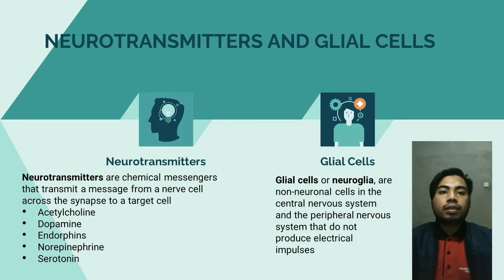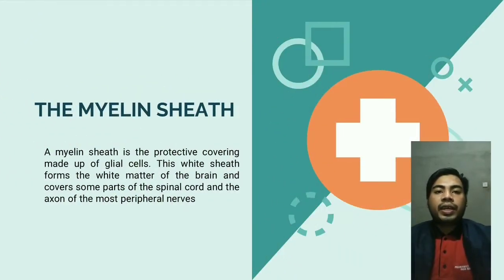So next is glial cell. Glial cells provide support and protection for neurons, and their four main functions are to surround neurons and hold them in place, to supply nutrients and oxygen to neurons, to insulate one neuron from another, and to destroy and remove dead neurons.